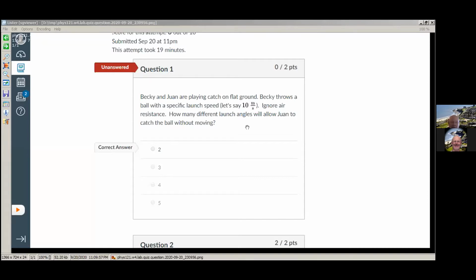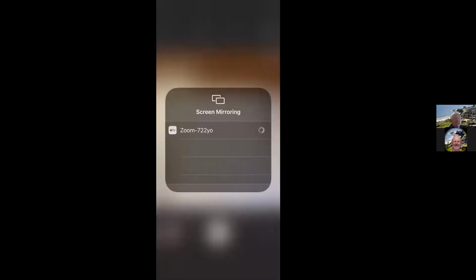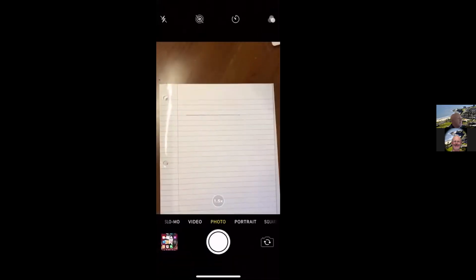I'm going to share my screen back and show you my camera. Oh yeah, and then I've got to reconnect my camera. Here we go. Nice.